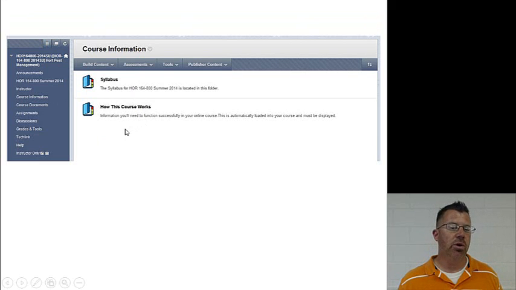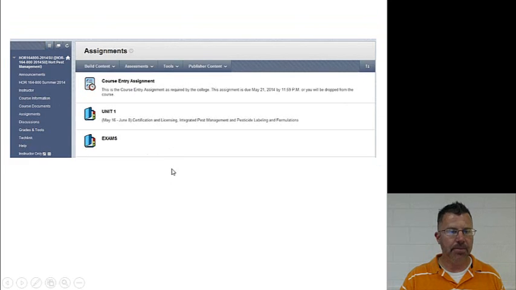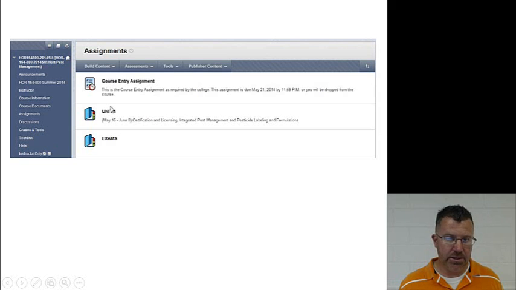How this course works is put up by the school to help you navigate through Blackboard courses. And your assignments folder. As you can see, May 16th, Unit 1 is open. You're going to click in Unit 1, and you're going to see the reading that you're going to have to do. You're going to click in the lectures link, and all your lectures will be posted up. And that's where weekly the lectures will come up.